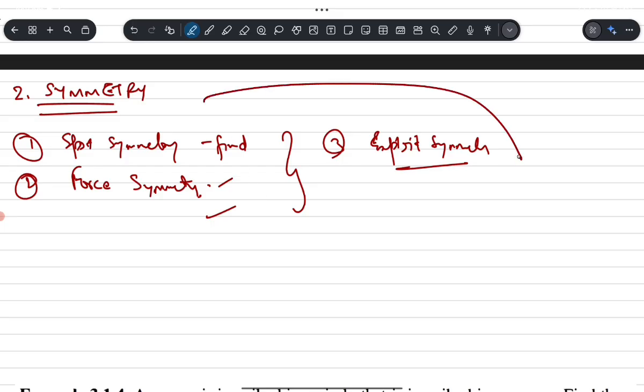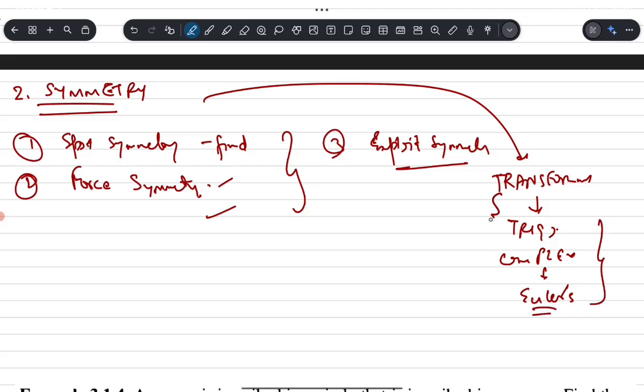Now symmetry also leads to techniques like transformation, which further uses trigonometry, complex numbers and stuff, especially the Euler's form of complex numbers. We'll be doing all this. You don't need to worry about that. I'm just telling you. So symmetry. Let me just demonstrate it real quick. So how useful can it be?